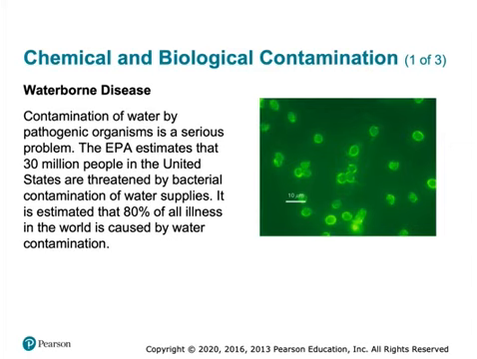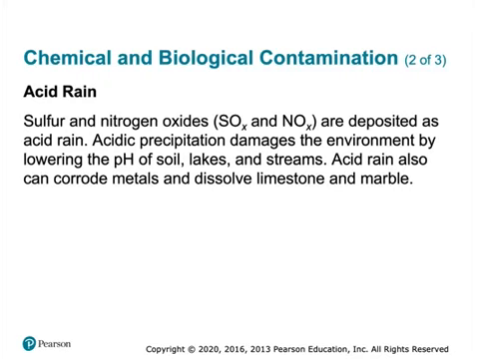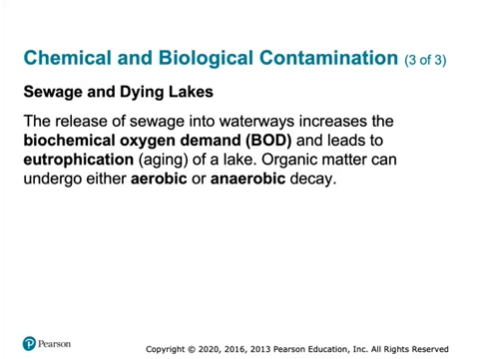And how do you get around that? Well, sterilizing, having access to clean water, of course, will greatly decrease waterborne disease. Acid rain, we talked about this in previous chapters as well, has to do with sulfur oxides and nitrogen oxides, SOx and NOx, causing acid rain.